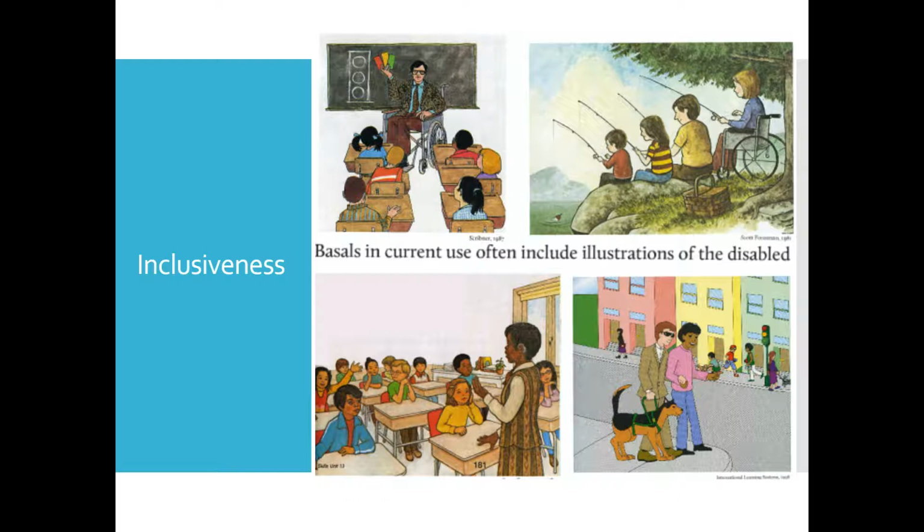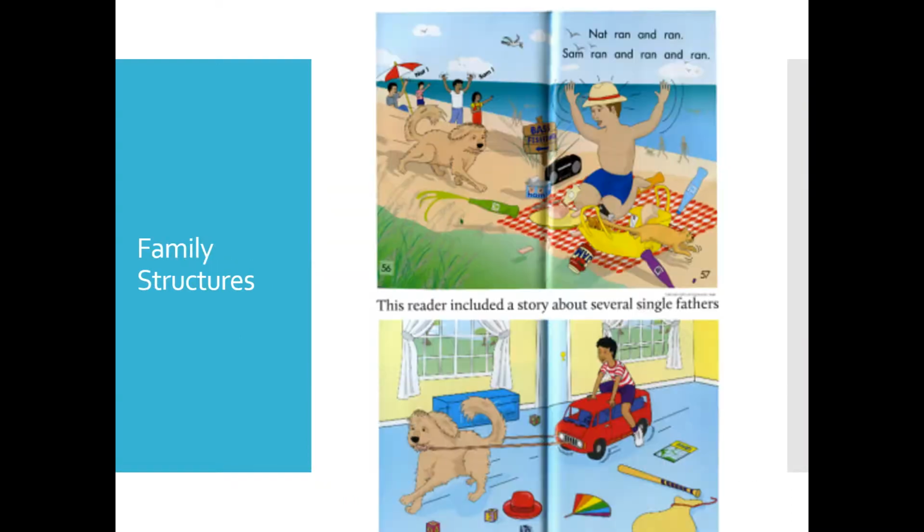So Basal readers actually started showing that different people exist in our world, and inclusiveness with people of special needs, or how people might be different from others, started appearing in these readers. And then family structures started making an appearance. Single fathers was one.